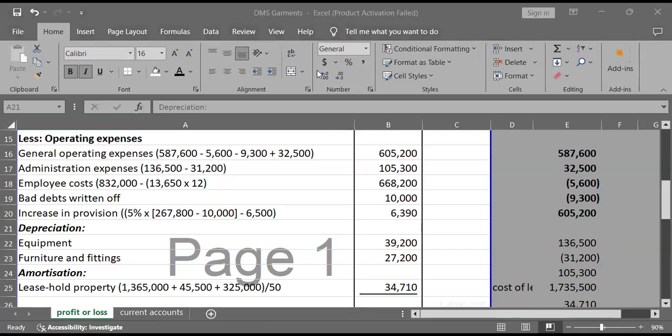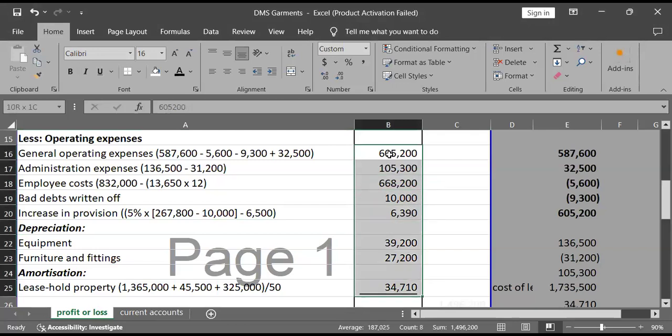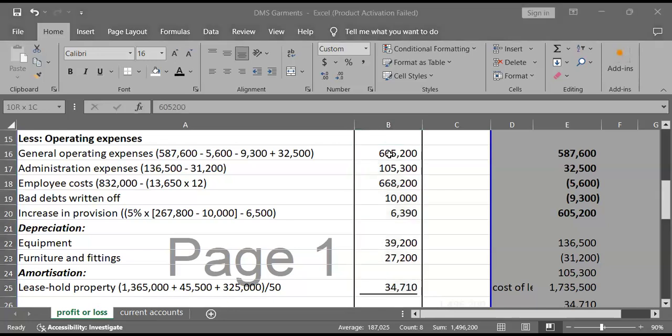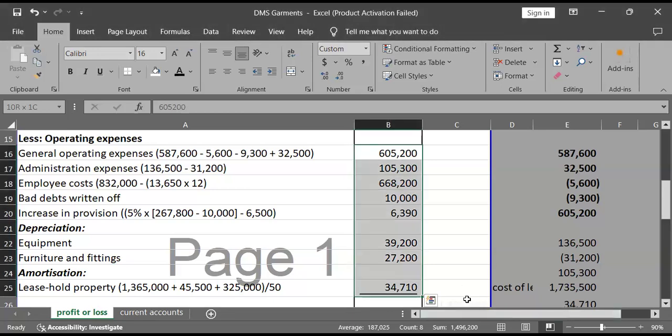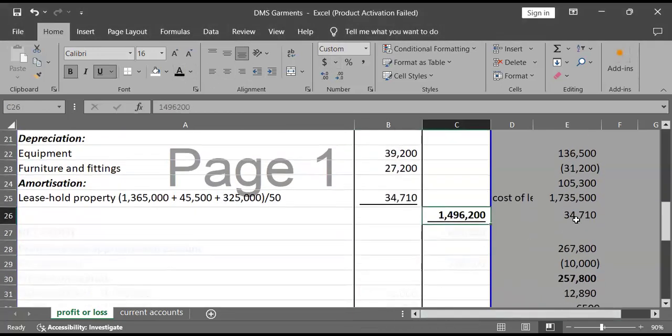This has 1.49. Anyone else? Seems like the majority has that. Let me first check with mine. Okay, we seem to all agree. 1,496,200 shillings. So my total operating expense will be that.